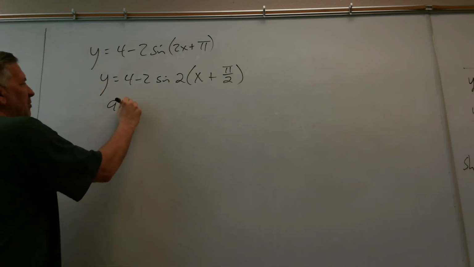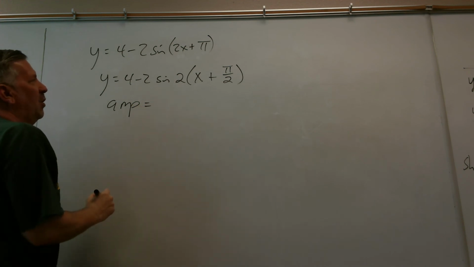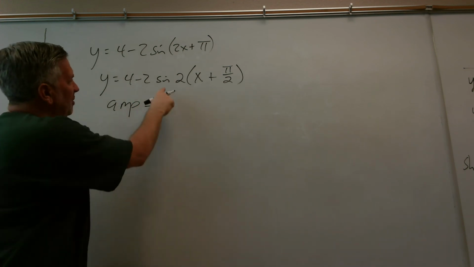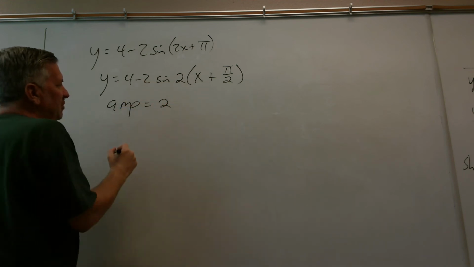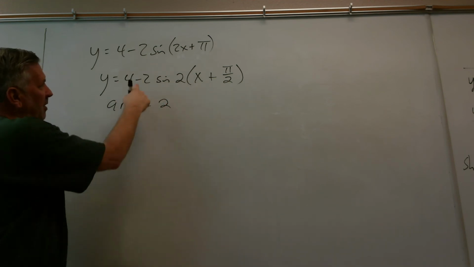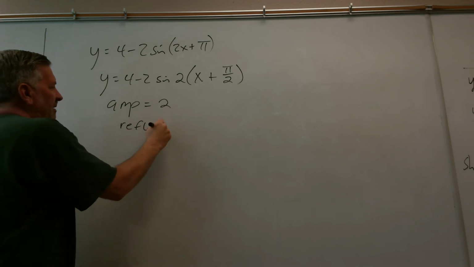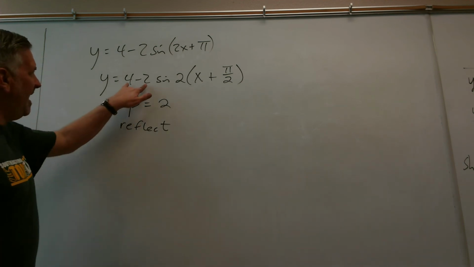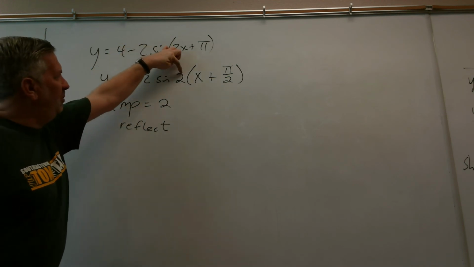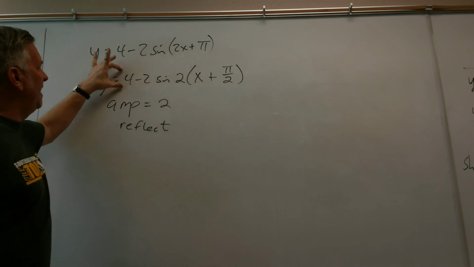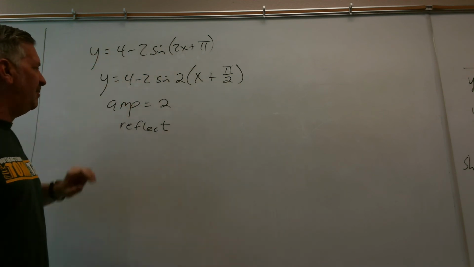So the amplitude here, it's the absolute value of the coefficient of the sine function. So the coefficient's negative 2. So the amplitude is 2 because it's the absolute value. But the negative there means reflect. We cannot combine the 4 and the 2, okay? You cannot simplify that to a single 2 because of order of operations. You have to multiply the 2 first, then do the 4, okay? So you can't combine those.